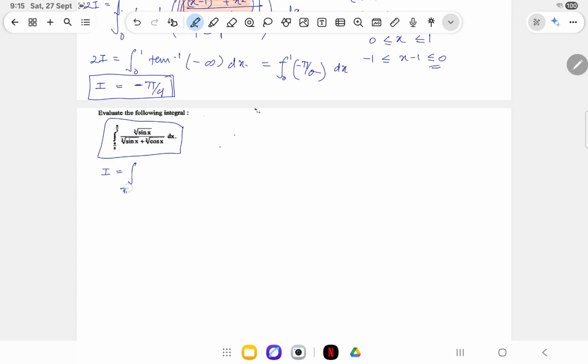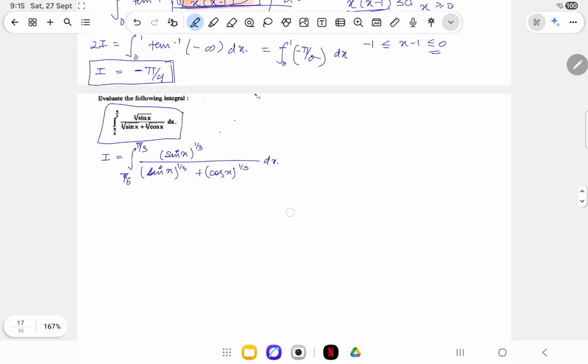So it is integration from pi by 6 to pi by 3 of sin x raised to 1 by 3 divided by sin x raised to 1 by 3 plus cos x raised to 1 by 3 dx. Now if I use this property of definite integral, that is integration from a to b f(x) dx is equal to integration from a to b f of a plus b minus x dx.